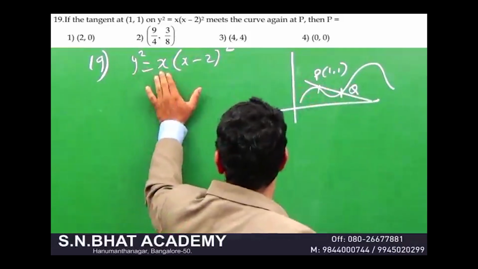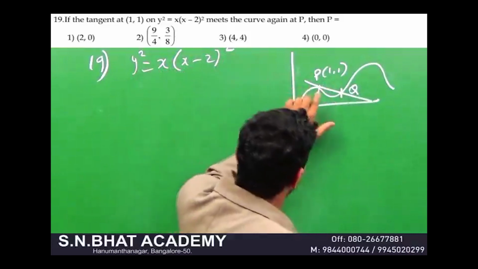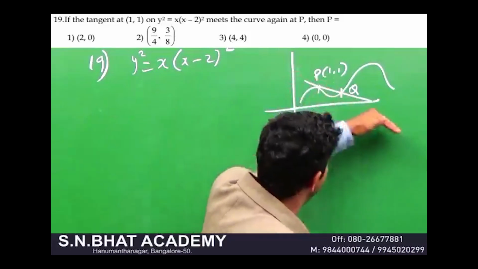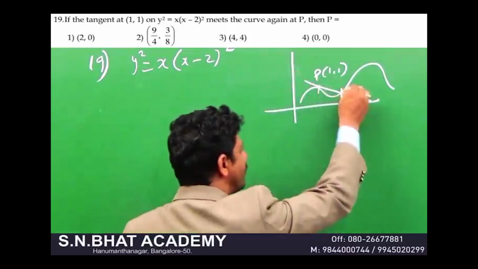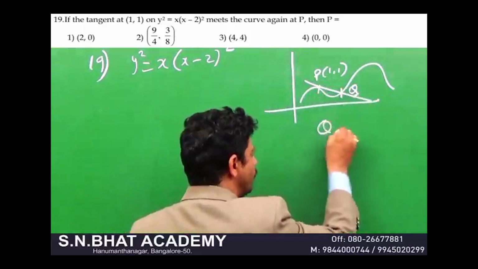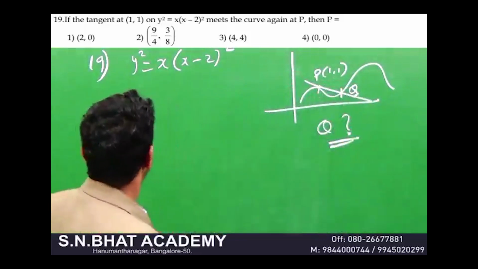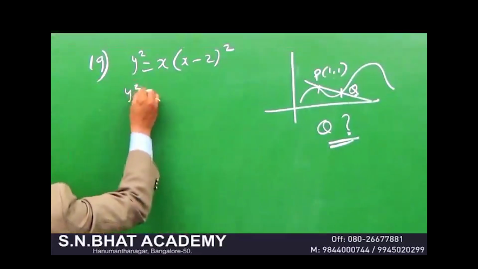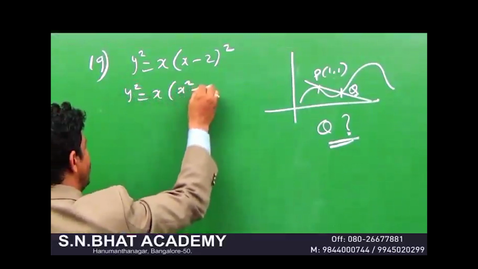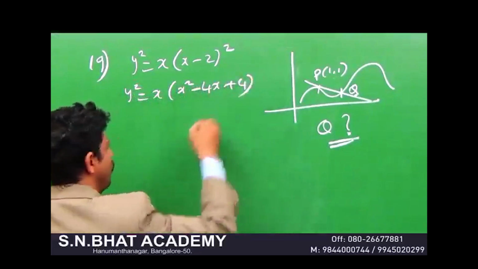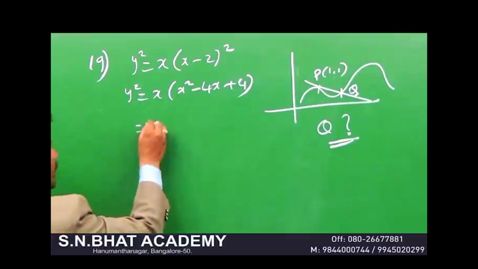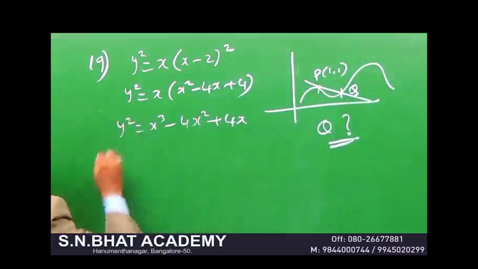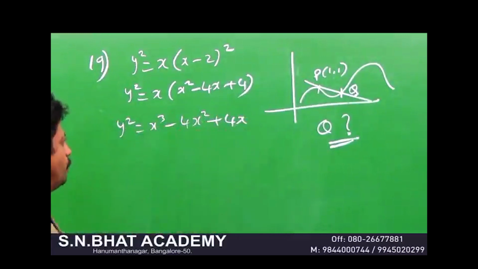The equation of the curve is y square equals x times (x minus 2) whole square. (1, 1) is a point on this curve. At (1, 1) we draw a tangent to the curve. The tangent meets the curve again at Q. What are the coordinates of Q? For that, first let us determine the equation of the tangent. So y square is equal to x times (x square minus 4x plus 4). This turns out to be x cube minus 4x square plus 4x.